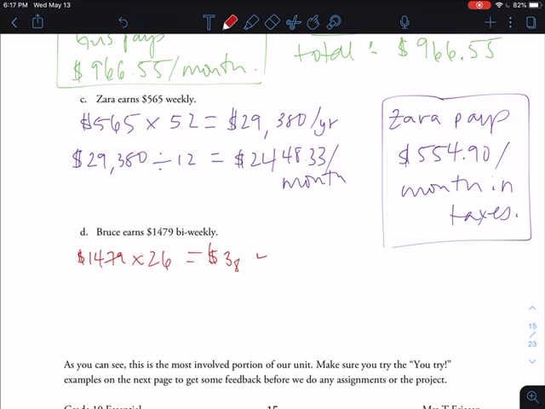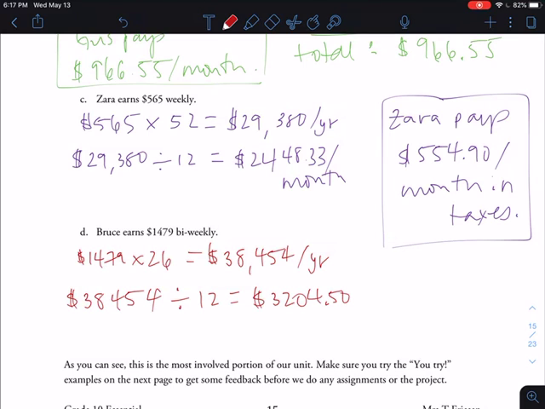Oh my, that's a funny, crazy shape. Holy cow. There we go. Sorry, $38,454 per year. And we're going to take that number, and we are going to divide by 12 to get a monthly salary of, let's see, $3,204.50 per month.